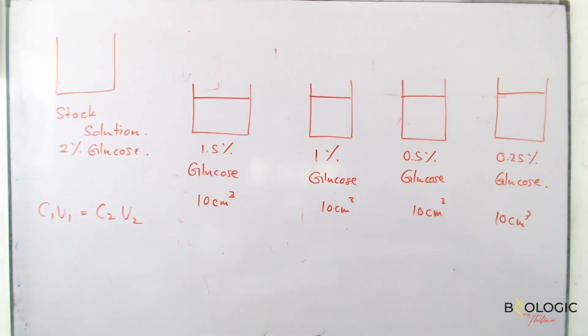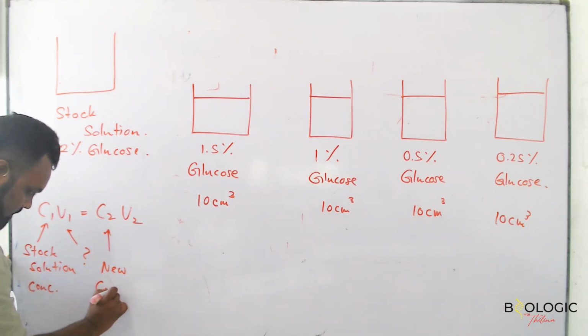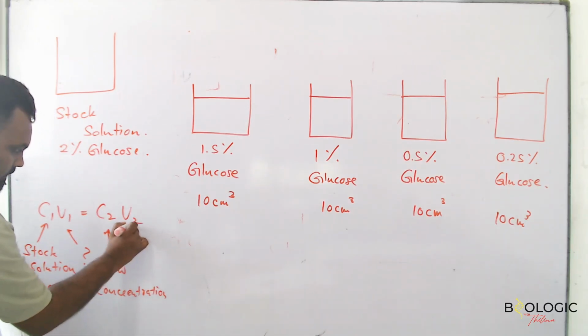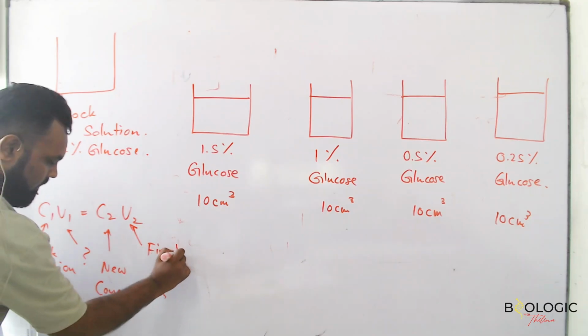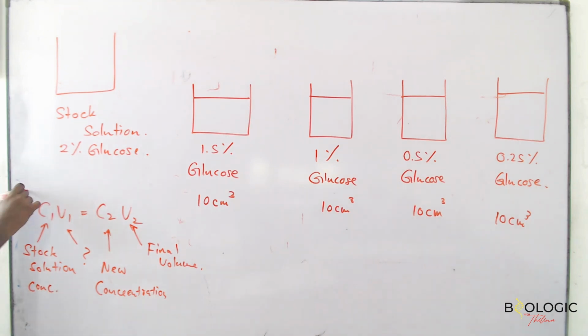So let's label this. C1, stock solution concentration. V1, we need to find out that. C2, new concentration. V2, final volume. Remember this, any dilution can be prepared there.